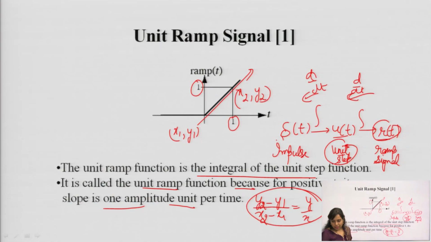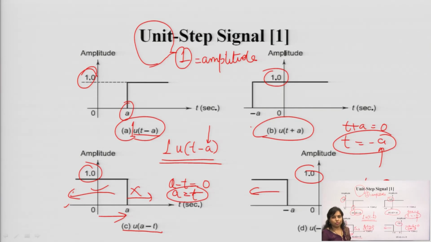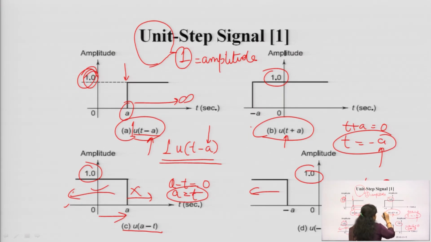Likewise, we have discussed the unit step signal also. The unit step signal is a very basic function, a very basic signal, which is demonstrated by u(t minus a). u(t minus a) means it is a shifted version of the unit step signal, which has an amplitude of 1 extending from a up to infinity. And when u(t plus a) is there, it starts from minus a and extends up to infinity. So, this is the unit step signal.